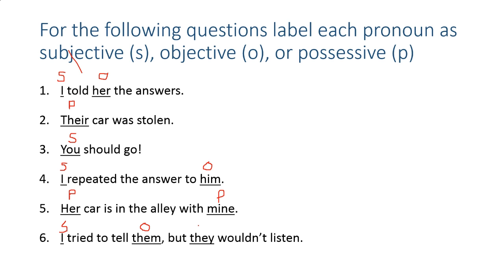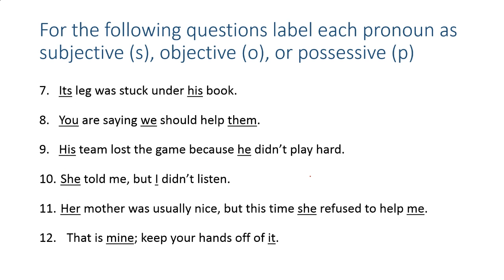But they wouldn't listen. They is the subject of the sentence. You notice this is a compound sentence right here, so this is the second independent clause. They is definitely the subject of this part of the sentence, so this is subjective. All right. Go ahead and take a second and do the next 6 problems, and then we'll check them.